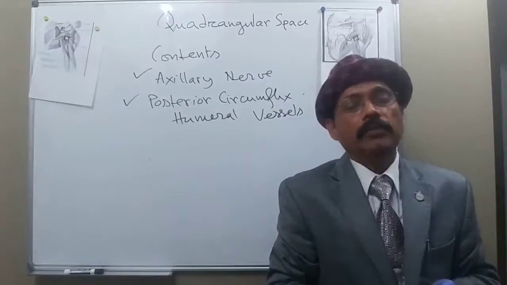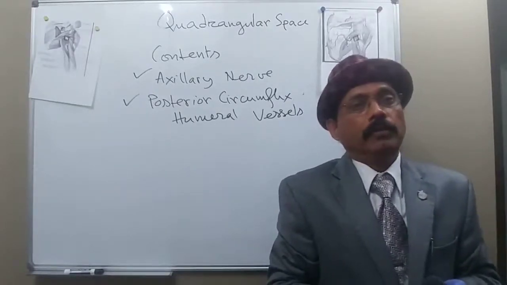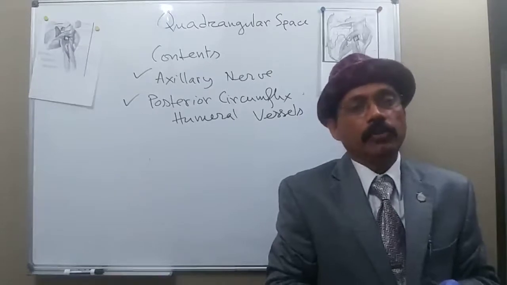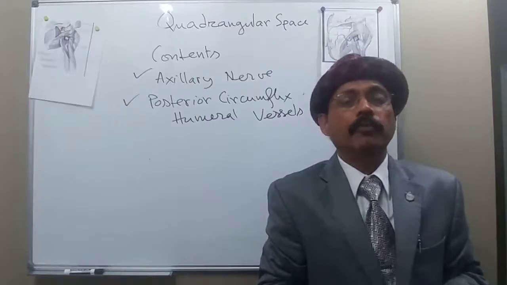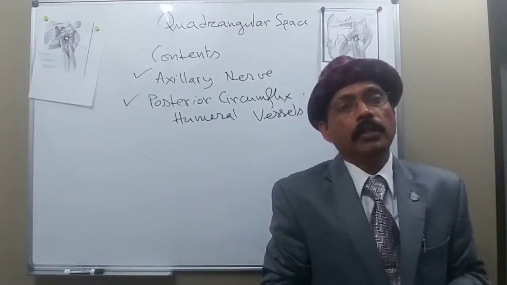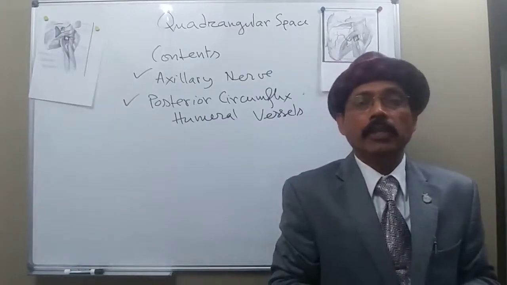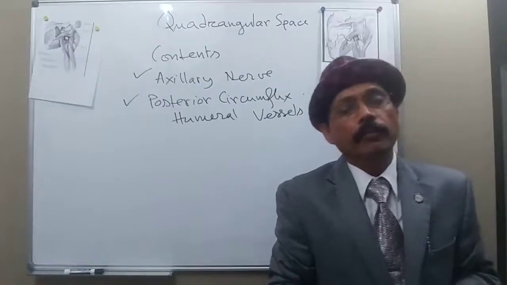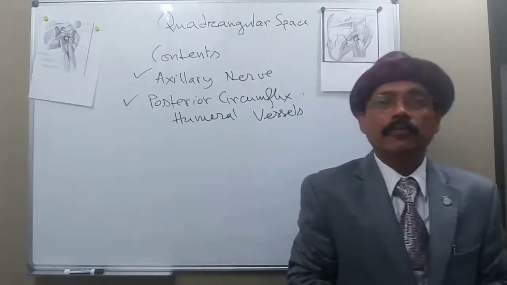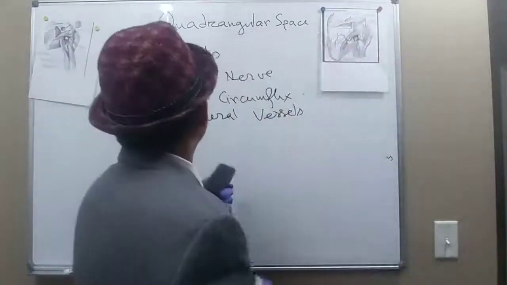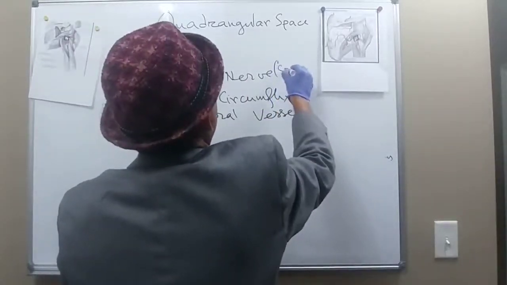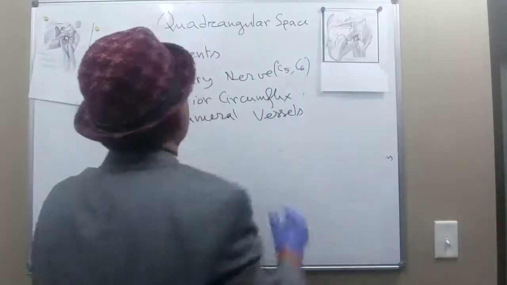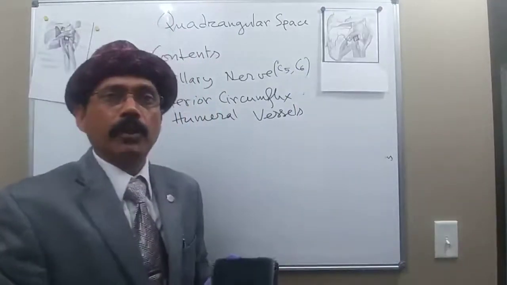The axillary nerve comes out of the posterior cord of the brachial plexus. It innervates two muscles: one is the deltoid, another one is the teres minor. The root value of the axillary nerve is C5, C6. Okay, so we got the quadrangular space.